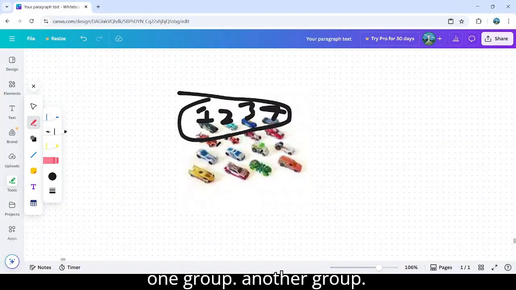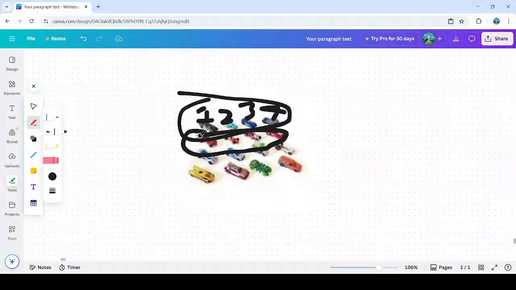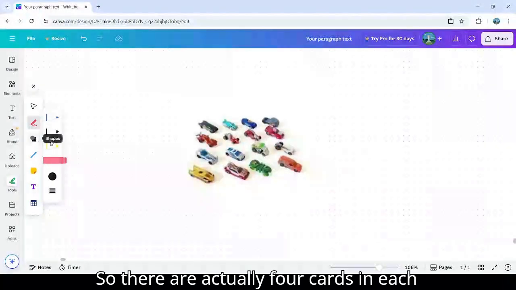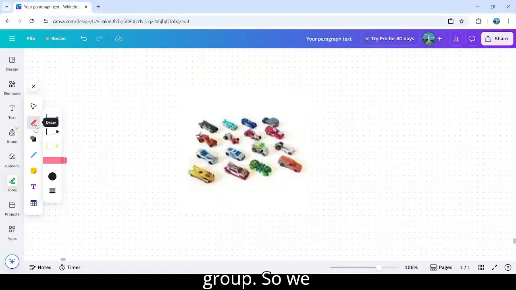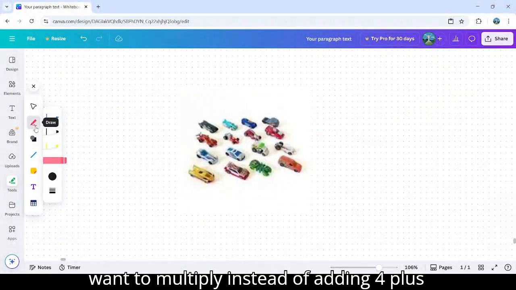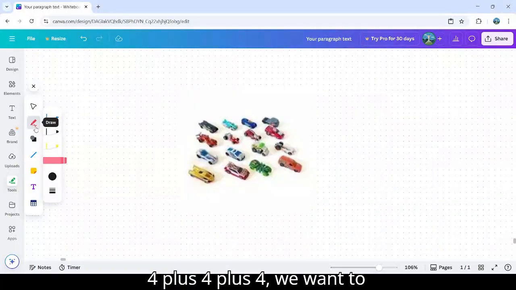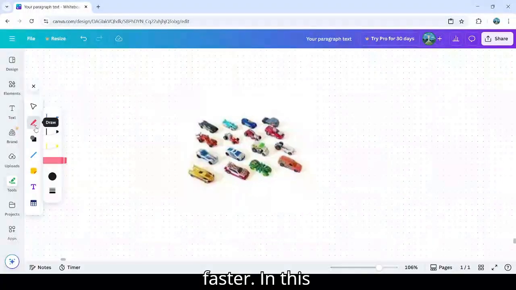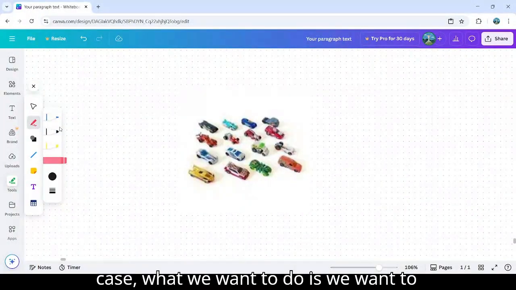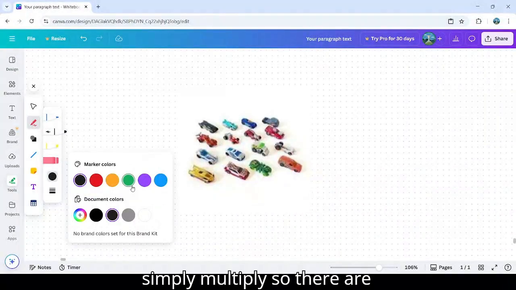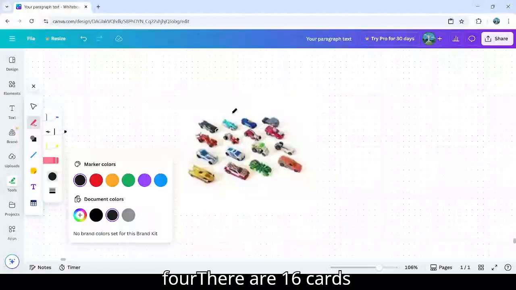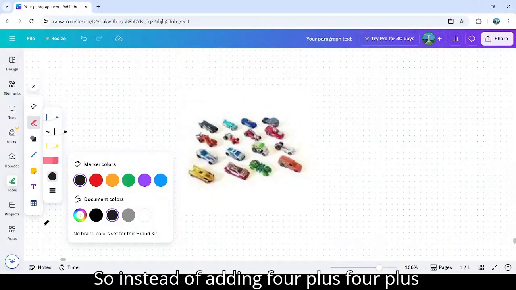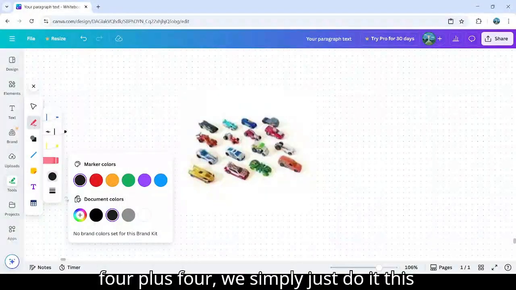So this is one group. This is another group. Let me make the line thinner. There are actually 4 cards in each group. So we want to multiply instead of adding 4 plus 4 plus 4 plus 4. We want to multiply to make the process faster. So there are 16 cards here in total. Instead of adding 4 plus 4 plus 4 plus 4, we simply do it this way.